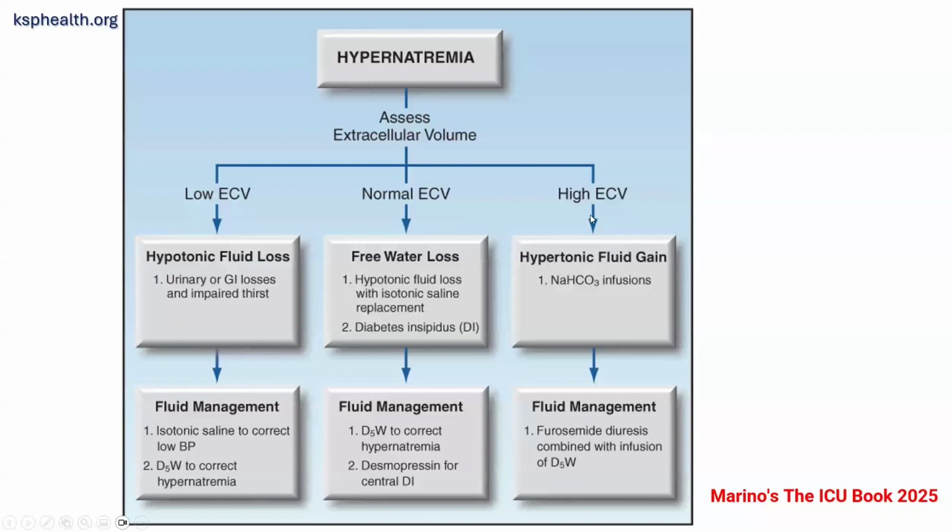In hypertonic fluid gain, if the kidney function is normal, usually it responds on its own. But if there is impaired renal function, you have to assist with furosemide and diuresis.